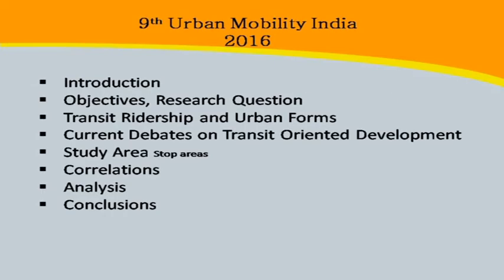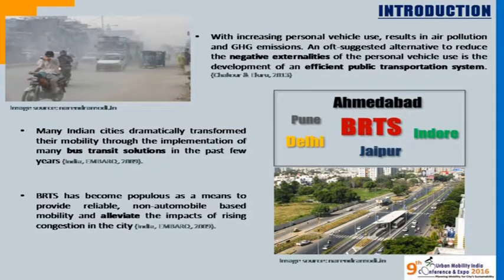So what happens is, because of the increase in personal usage, a lot of negative externalities such as bad air pollution come up because of personal vehicle use. So the development of an efficient public transportation system was thought to be a need. Many of the Indian cities mentioned here have taken up bus transit solutions like BRTS systems and have been implementing them in their cities, which help in mobility and alleviate the impacts of rising congestion in the city.